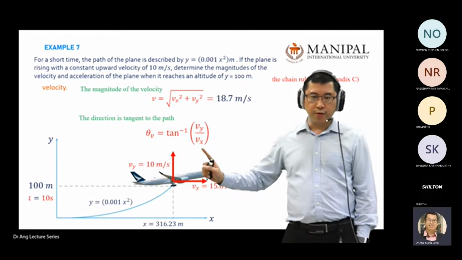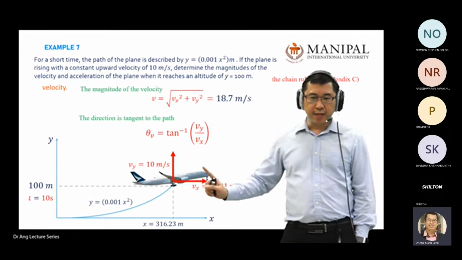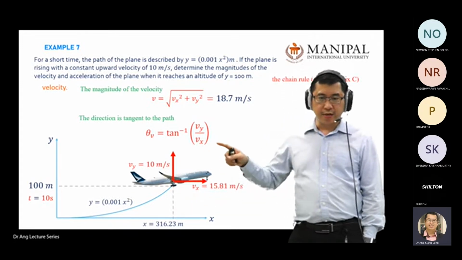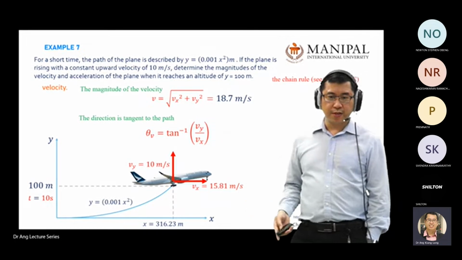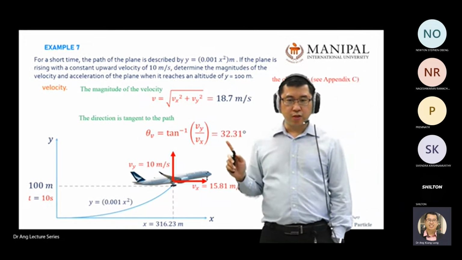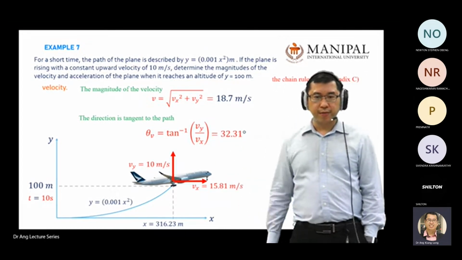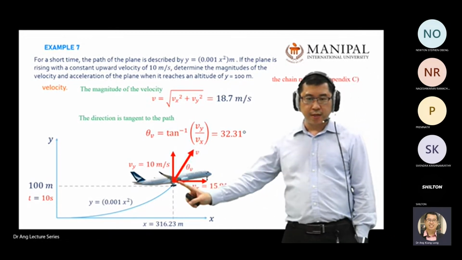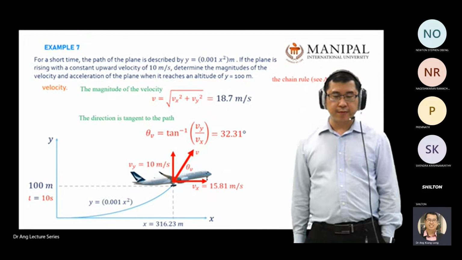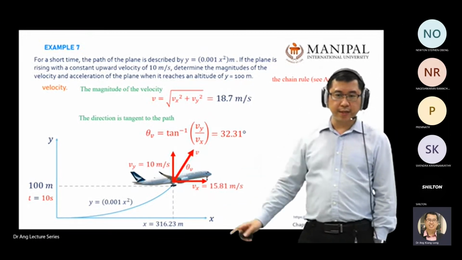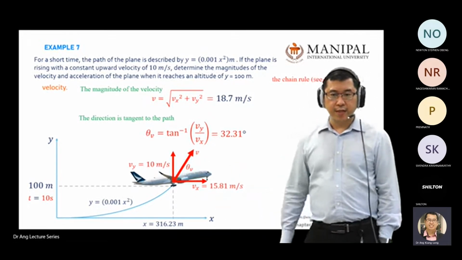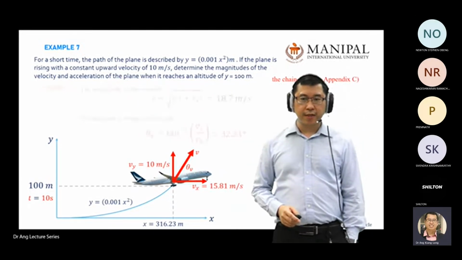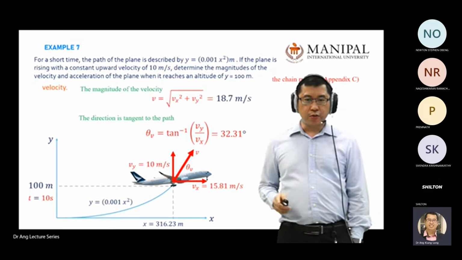So how do you find the angle? There's a tangent relationship, opposite divided by adjacent side. You get the tangent, you do the inverse, you get 32.31 degrees. So this is your angle from here to here, and it's a vector. Remember, this is a vector with magnitude and angle. So we continue to solve.